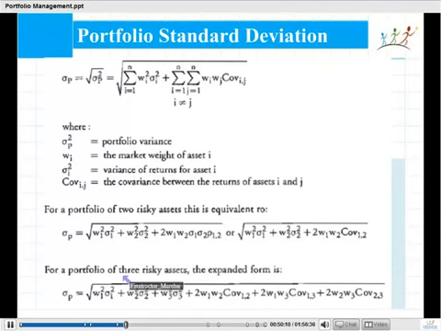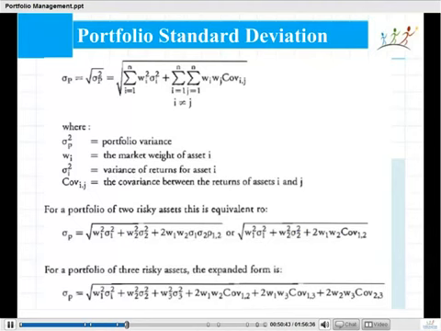If it is a 3 asset portfolio, then the risk of the portfolio will be given as W1 square sigma 1 square plus W2 square sigma 2 square plus W3 square sigma 3 square, 2 W1 W2 covariance of 1, 2, 2 W1 W3 covariance of 1, 3, 2 W2 W3 covariance of 2, 3. Covariance can always be written as correlation into sigma 1 into sigma 2. Please look at this formula.